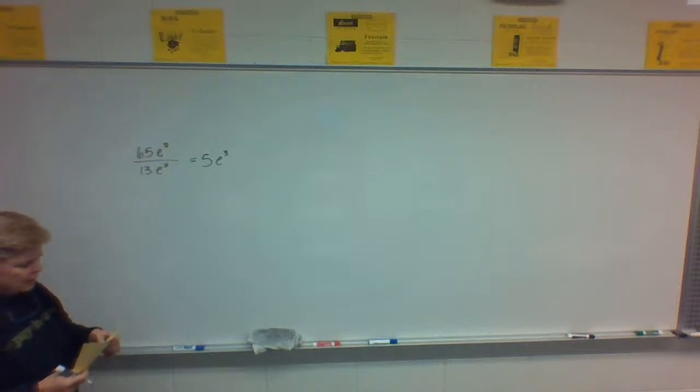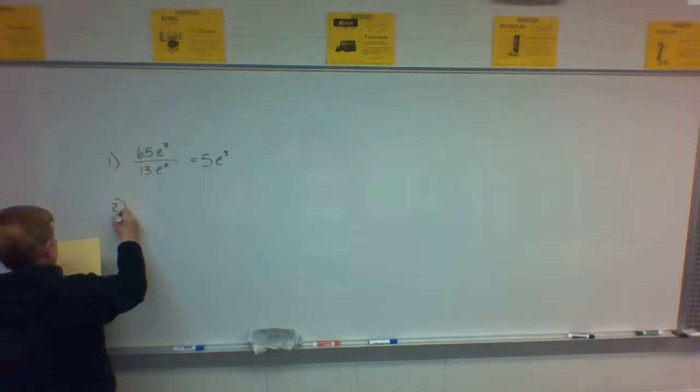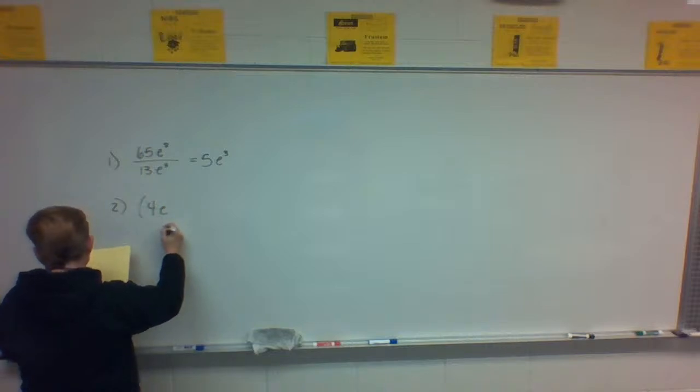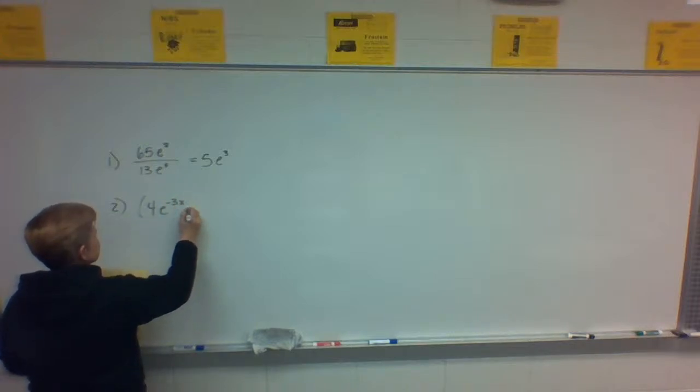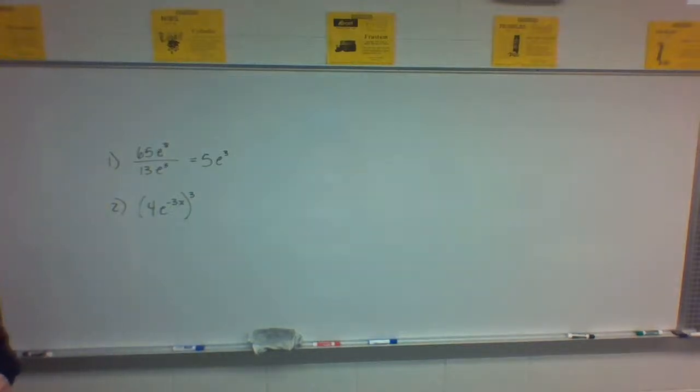Okay. The other one that says simplify each expression. Number 2, in other words, this was number 1. This is number 2. Number 2 is something like this. 4 e to the, using e again, it's nothing special. E to the, I don't know, negative 3x to the third. Any ideas?